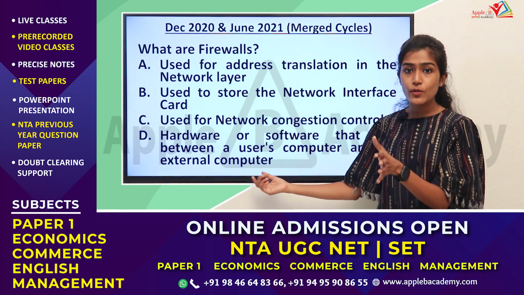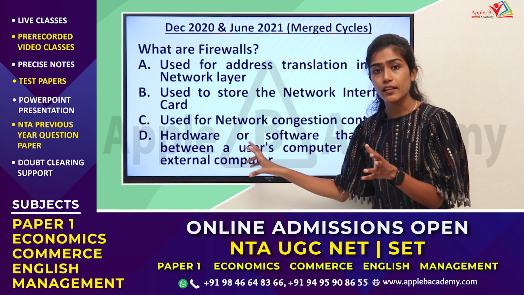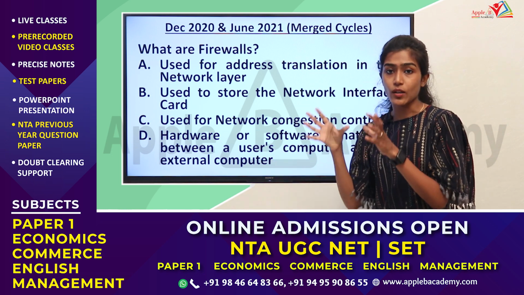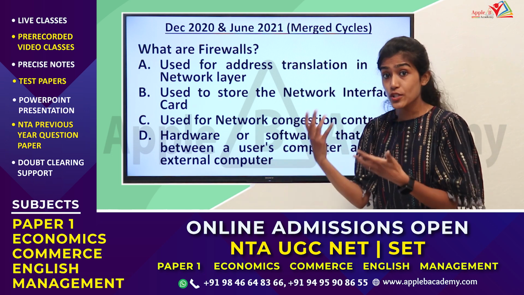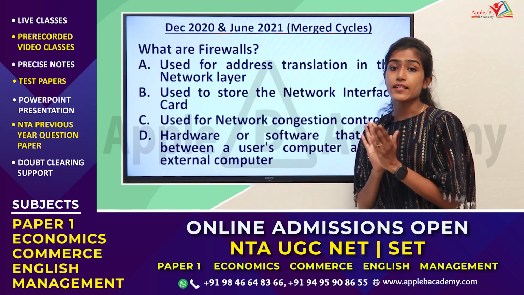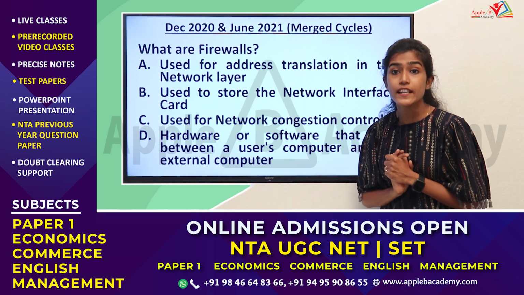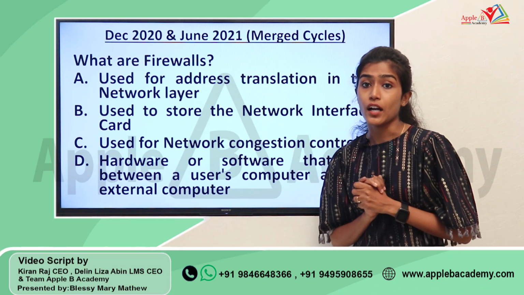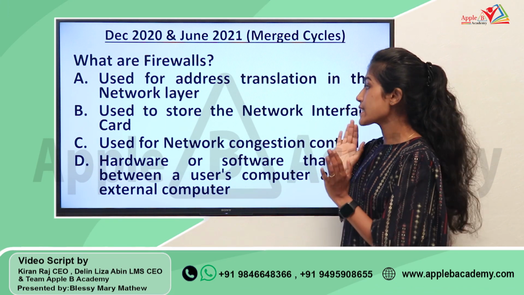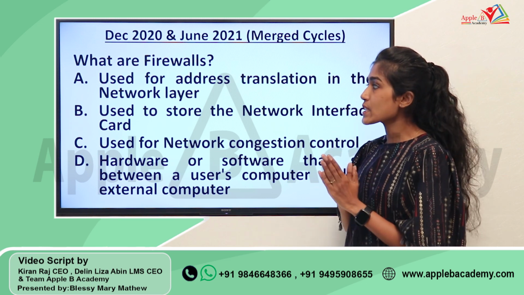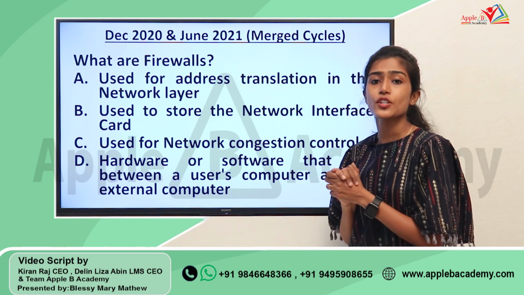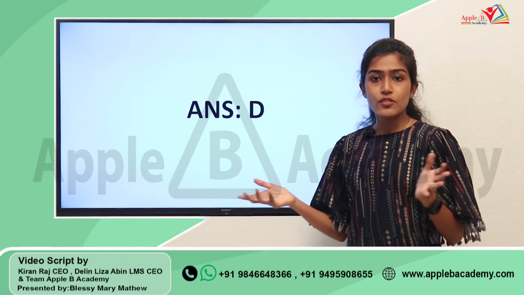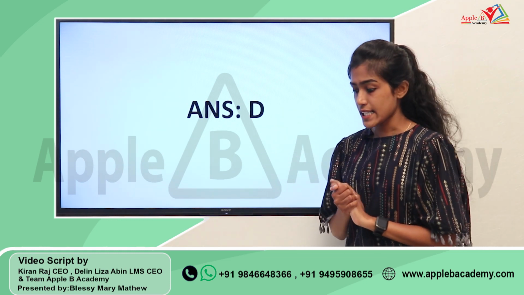So it sits in between a user's computer and an external computer in order to monitor all the incoming as well as outgoing online traffic, and it decides whether to allow or block the specific online traffic. So that is what a firewall does. So in that case, we can say that the right answer for this question is option D. So obviously the right answer is option D itself.